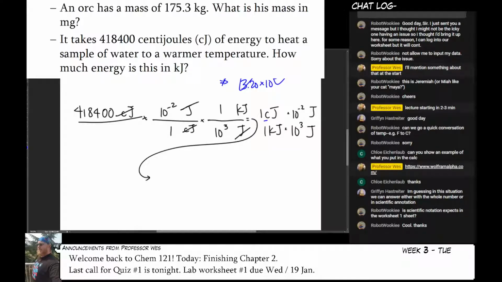And now I can just punch all this in the calculator. Again, use parentheses, so I'll put parentheses around the top and the bottom here.